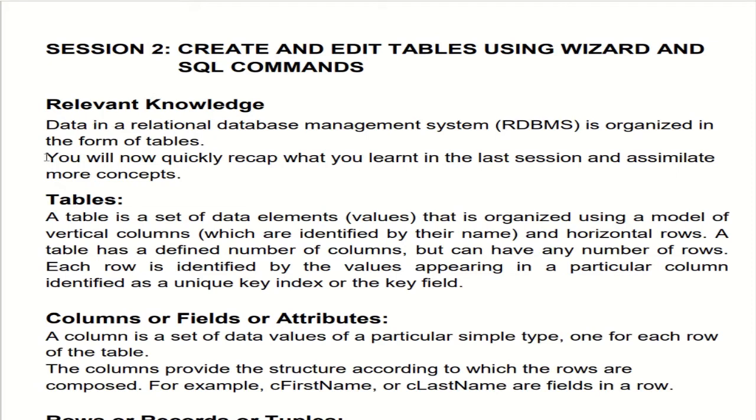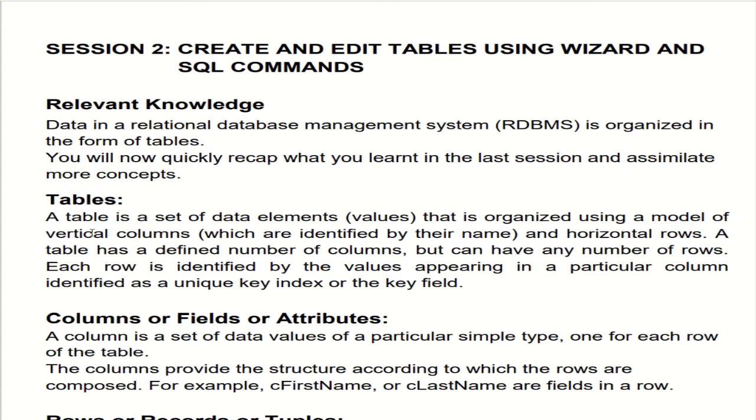What is relevant knowledge? Data in a relational database management system is organized in the form of tables. Data has been organized in the form of tables. We'll now quickly recap what you learned in the last session and assimilate it.